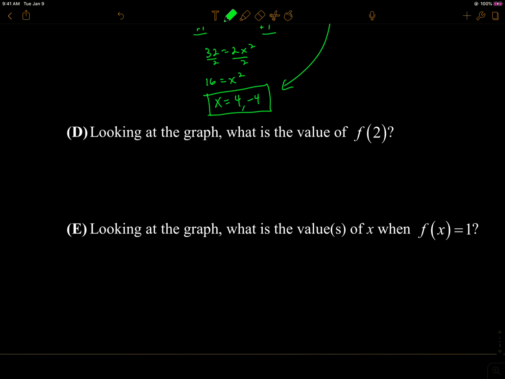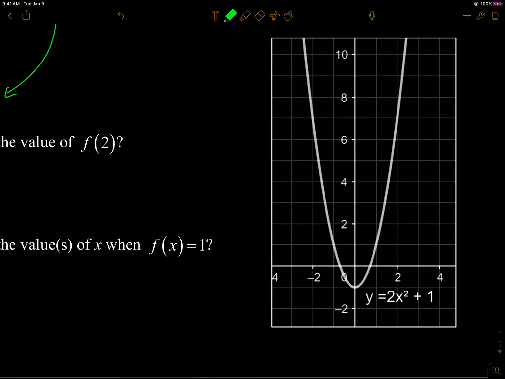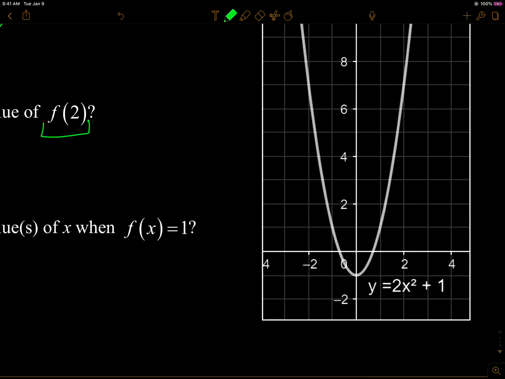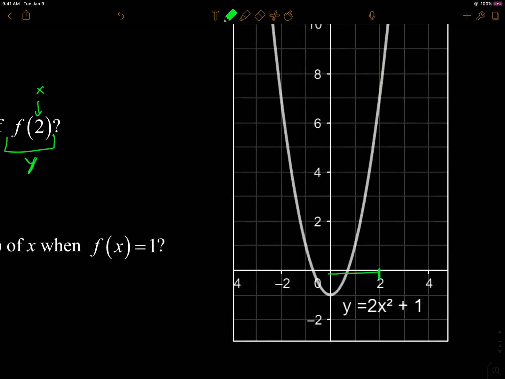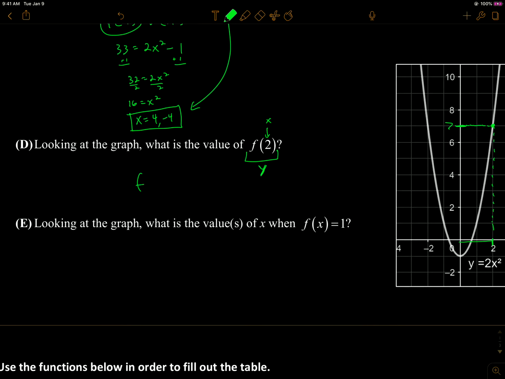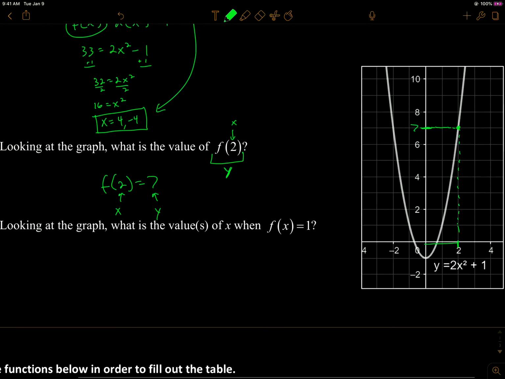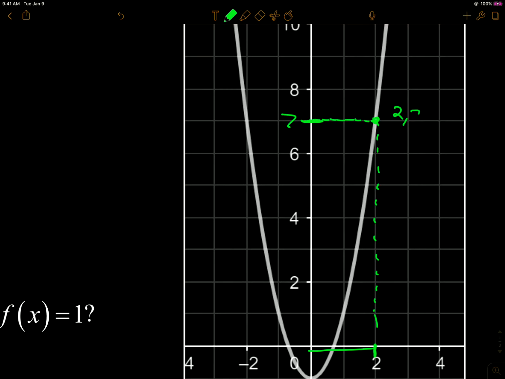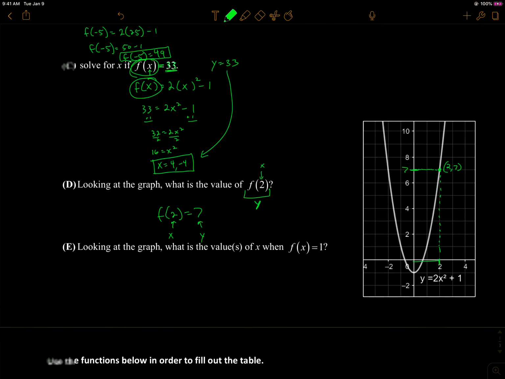Looking at the graph, what is the value of f of 2? So if we look over here on the graph, remember that f of 2 is the y. So they're saying what is the value of y when x is 2? So I locate 2 on the x-axis of the graph. I look up or down till I hit the graph. I hit the graph up here, and then I look over and see what the y is, because that's the question. The y is 7. So f of 2 equals 7. That means when x is equal to 2, y is equal to 7 on that graph. Remember, I could write it as the point (2, 7).